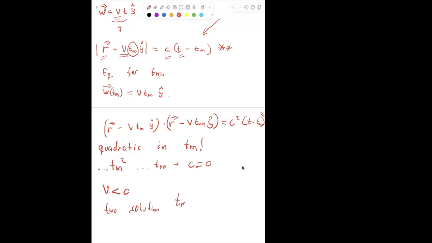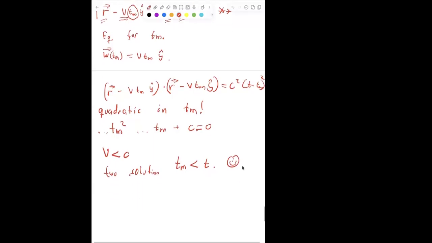One of them is Tm, which is less than t. This one I take. And I get another solution, which I'm going to call Ta. A is for advanced, which is bigger than t. And this one, I just ignore. This is the advanced time, as if time is going backwards. Basically, this comes from the fact that the equations are time invariant, but real time is not time invariant.